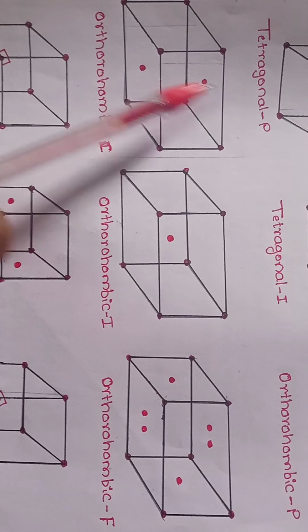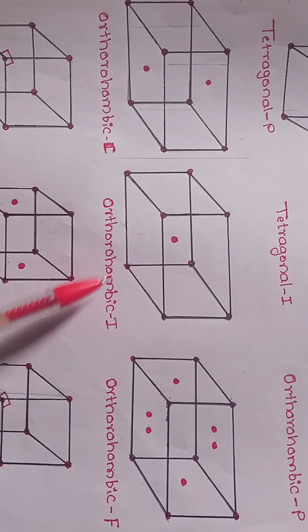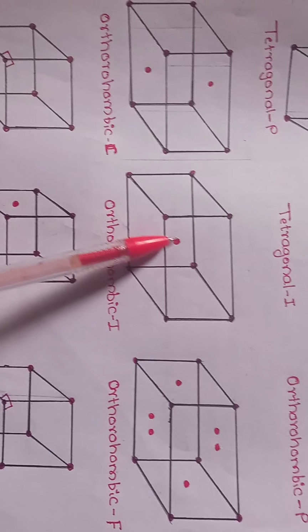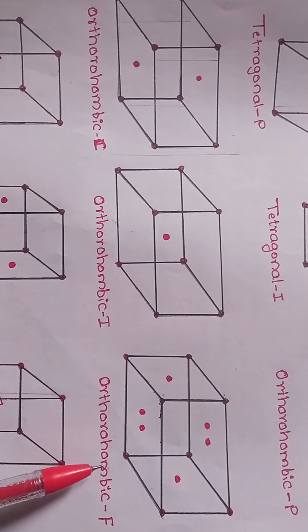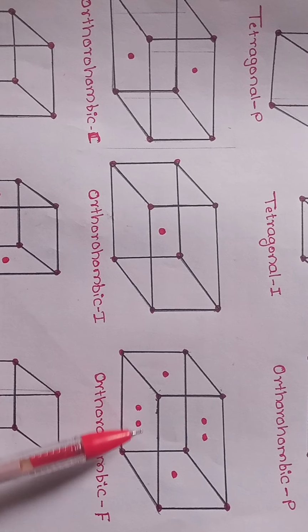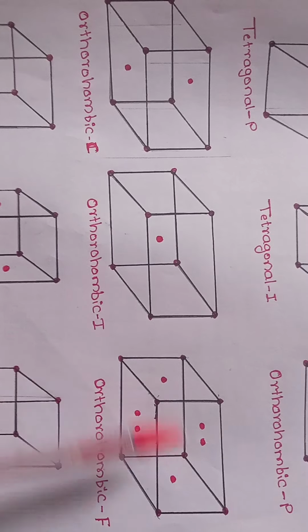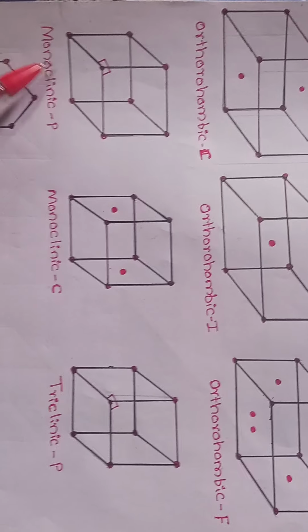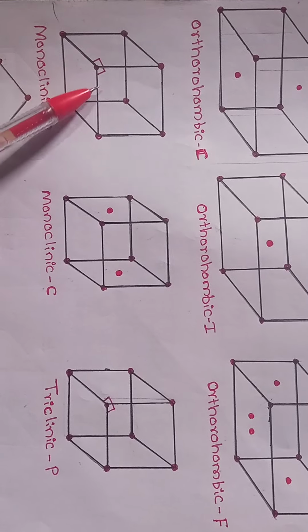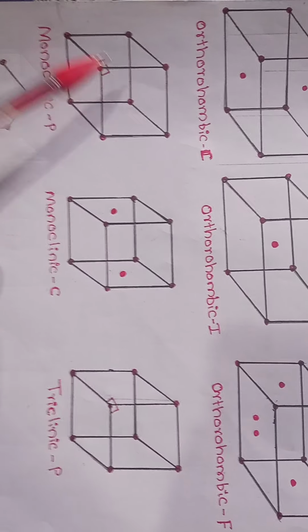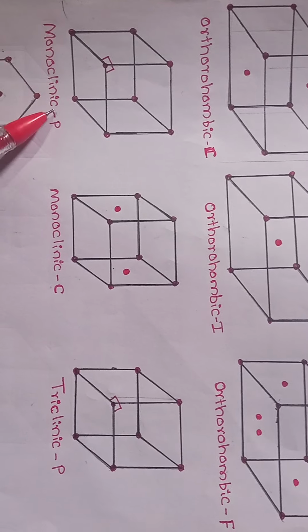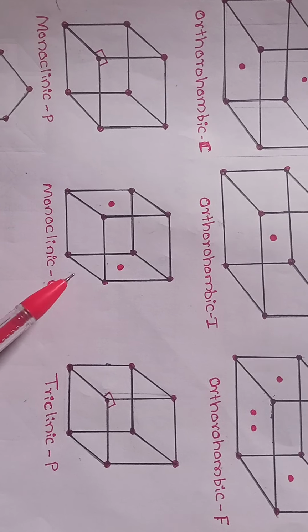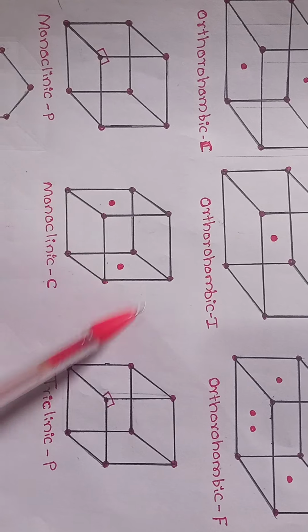Okay, see here. Next one orthorhombic I. Here the unit cell is at the center. Orthorhombic I means body center. Next orthorhombic F. It means here it is face centered. Opposite faces are equal here in face centered. Okay. Next one monoclinic. The shape of that lattice is monoclinic. P means primitive unit cell. Next monoclinic C. It is side centered.